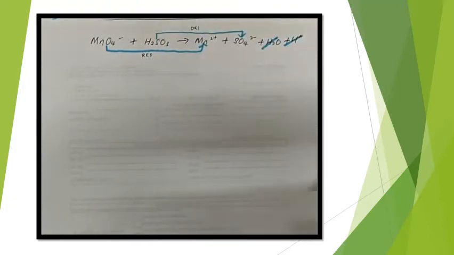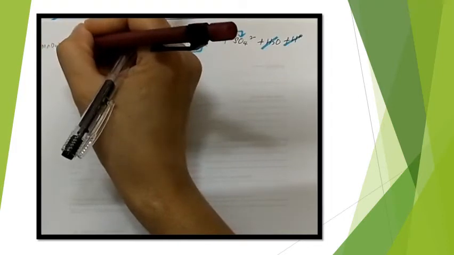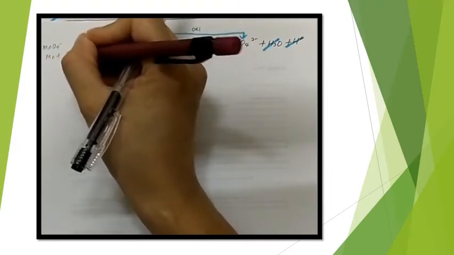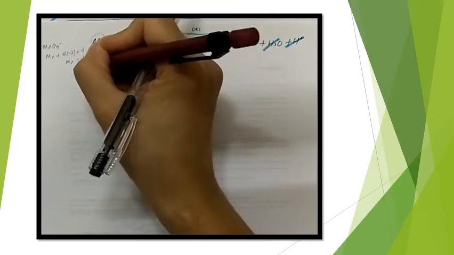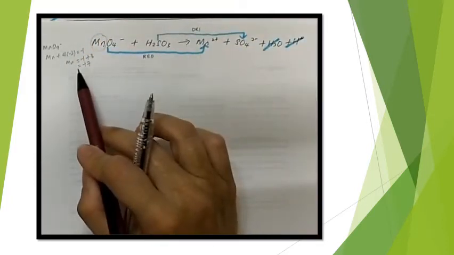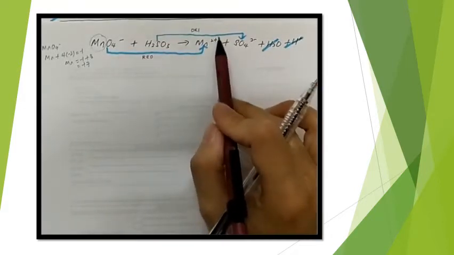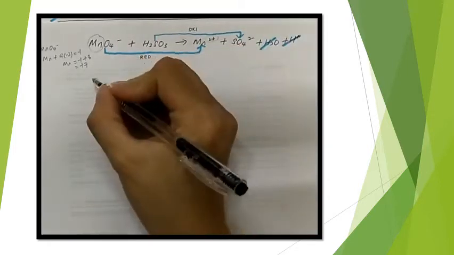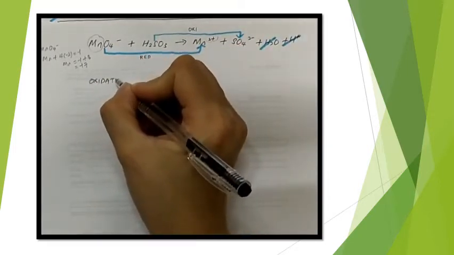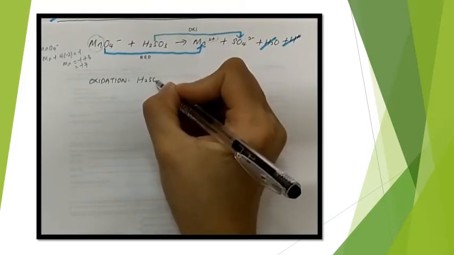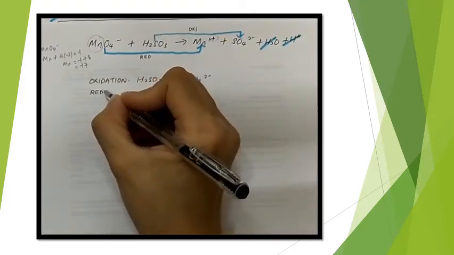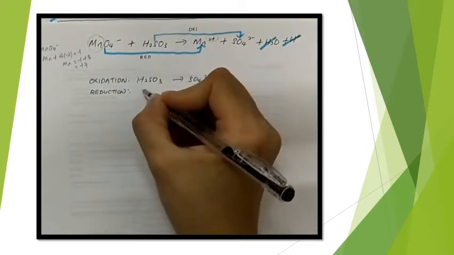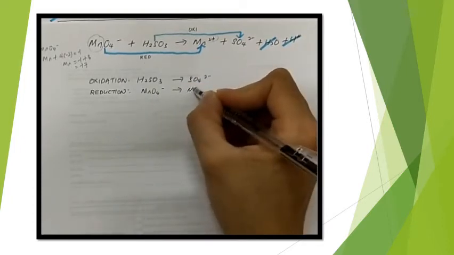Or you can check the oxidation number for Mn over here. Is it decreased? So just check MnO4 negative. Meaning that Mn plus 4 times negative 2 equals negative 1. So Mn equals negative 1 plus 8, so positive 7. So the oxidation number for Mn goes from positive 7, reduced to positive 2. So double confirm this is reduction. So now you write down, divide into 2 half equations. Oxidation is H2SO3 becomes SO4 2 negative, and then reduction: MnO4 negative becomes Mn2 plus.